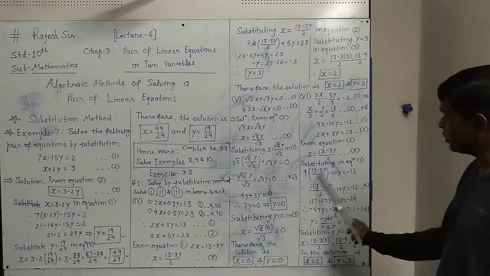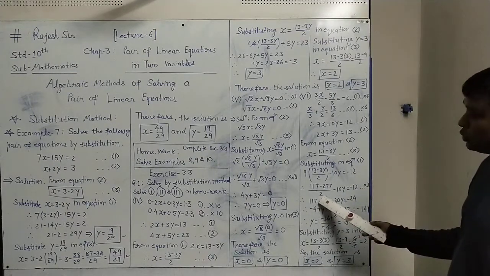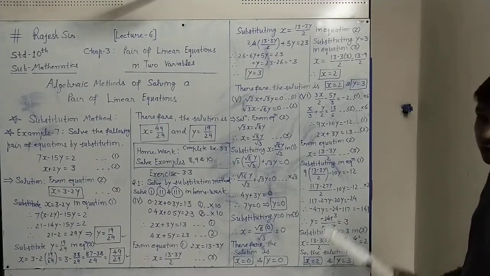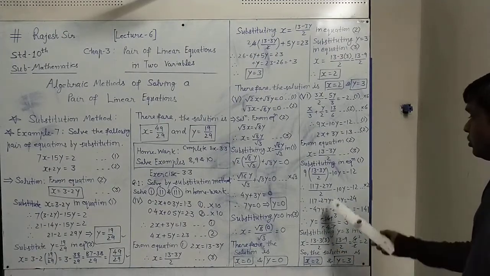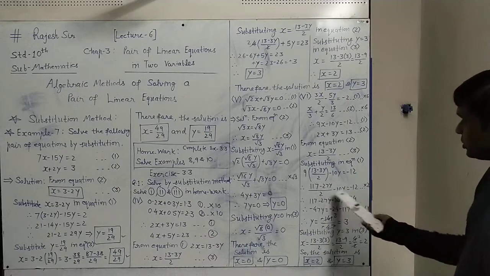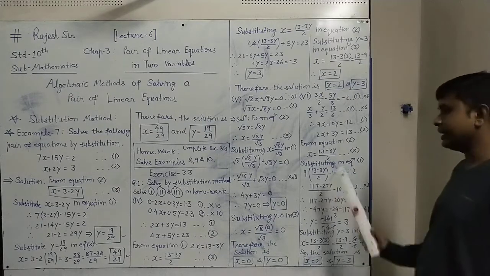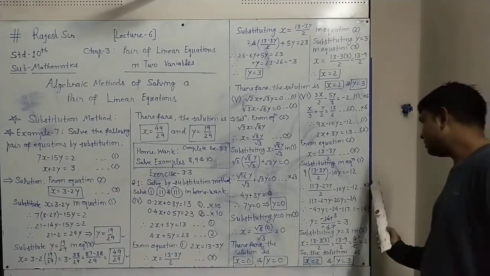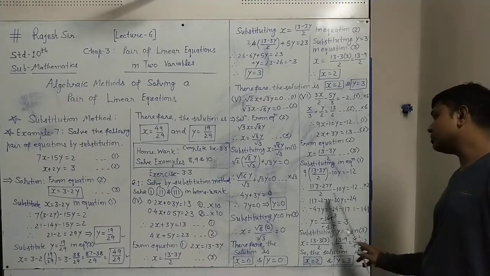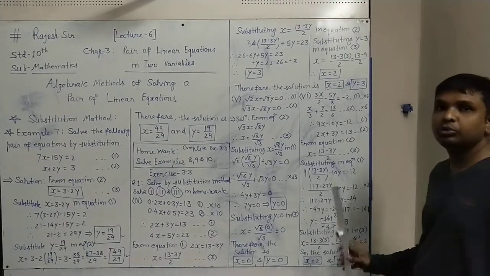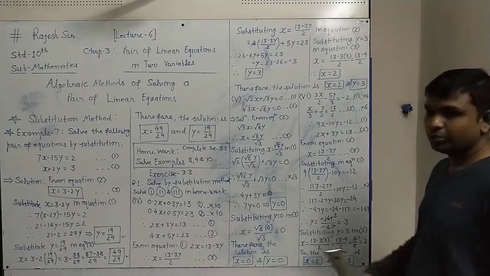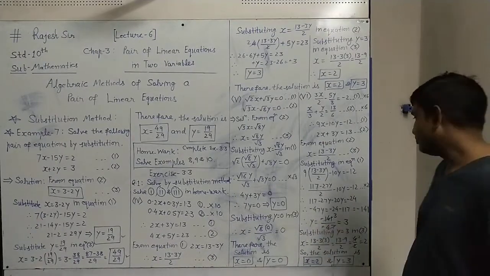Again in this equation, we have 2 in the denominator. To remove that 2, we multiply the whole equation by 2, so this 2 will be cancelled out. I have written multiply by 2 because there is a 2 in the denominator, to remove that denominator part and make it simple.